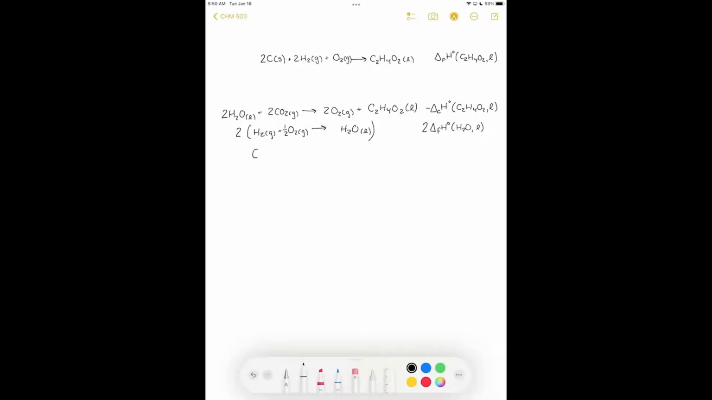The last thing we'll do is combust carbon. So we'll have an atom of carbon, a molecule of oxygen, and we'll combust that to make carbon dioxide. And in order to get a balanced reaction, we'll need to do this twice. Just like above here, we have 2 times the formation of our gaseous carbon dioxide.